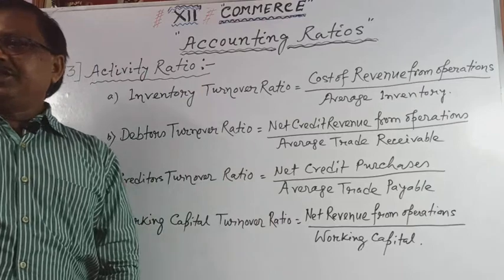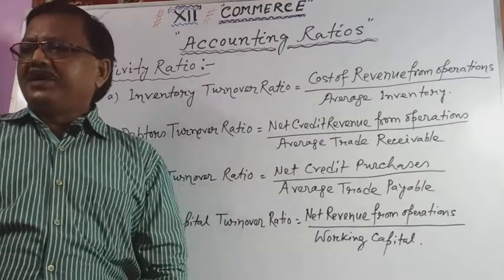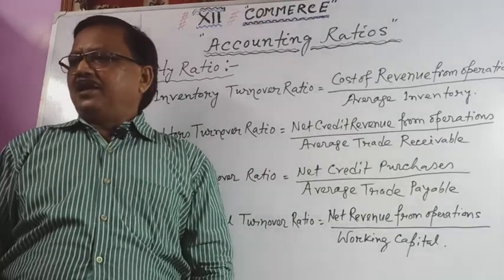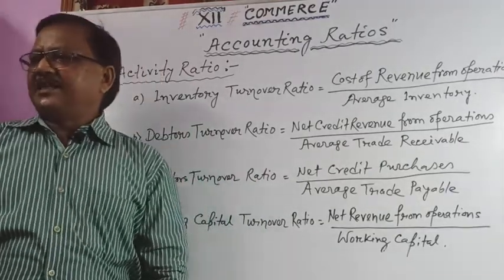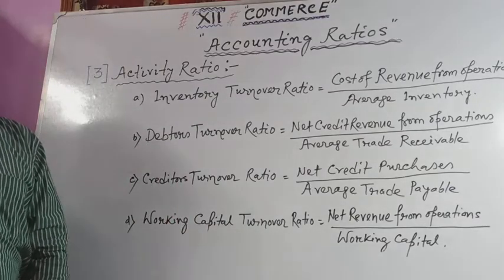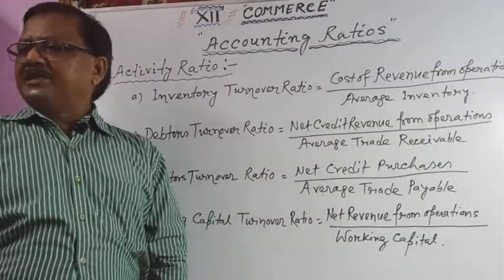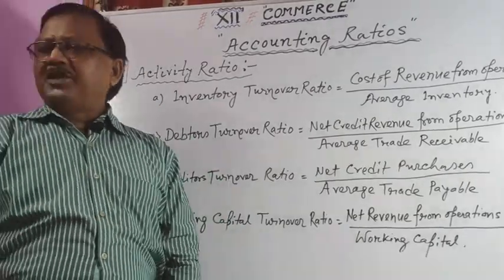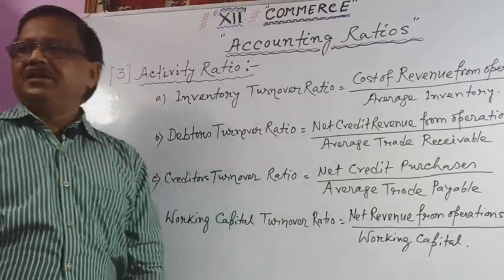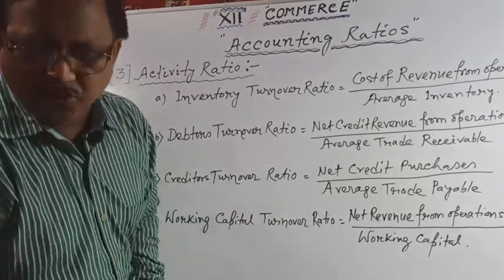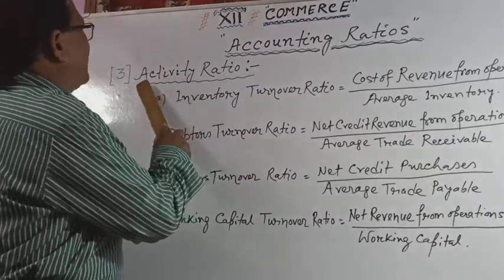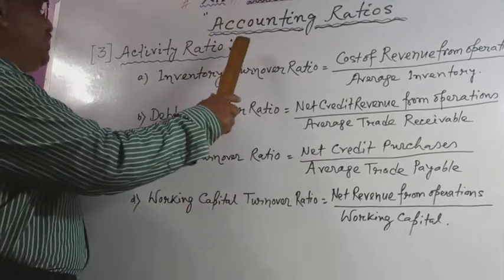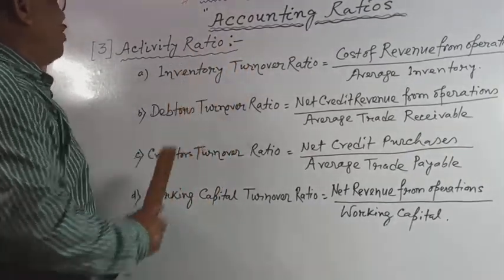Turnover ratio indicates how efficiently and profitably the total capital, working capital, fixed assets and inventory of the business are used. This ratio measures the efficiency and rapidity of the resources of the company. Now, some of the important ratios are as follows: activity ratio, or turnover ratio, or performance ratio. This ratio may be divided into four parts.